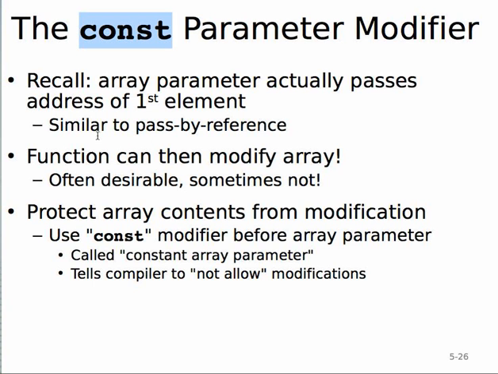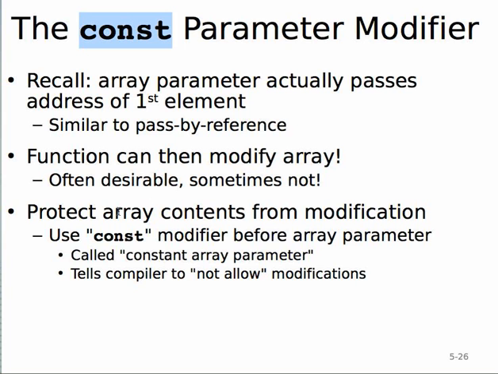So passing an array is like pass by reference. Functions can modify the array. Sometimes you do want that to happen. For example, let's say you pass an array as an argument, and you want the function to sort the array in increasing order. In that instance, you don't want to make this a const. What you want to do is just pass it in as a regular array.